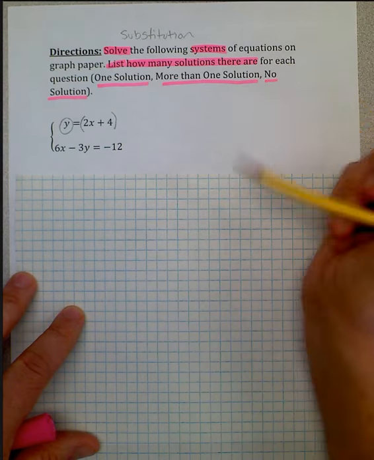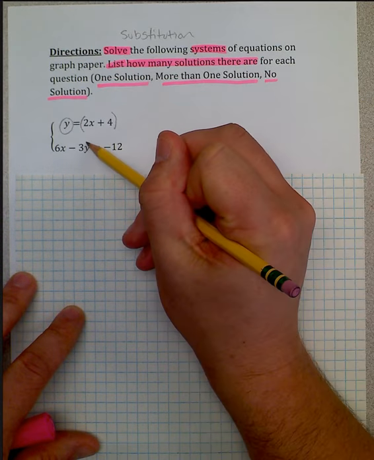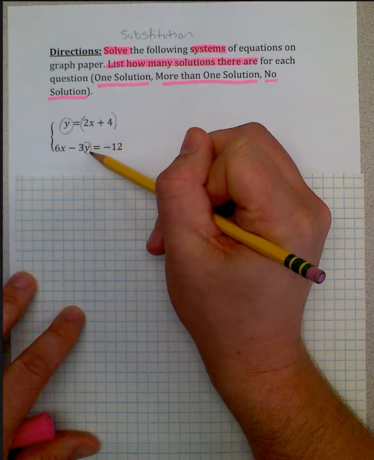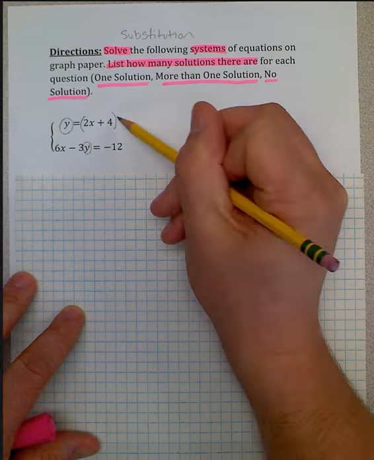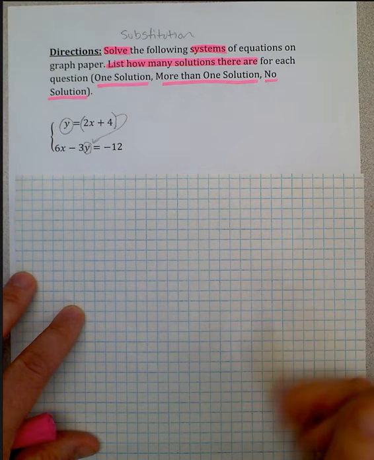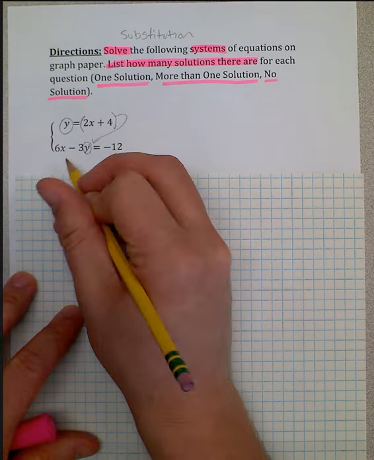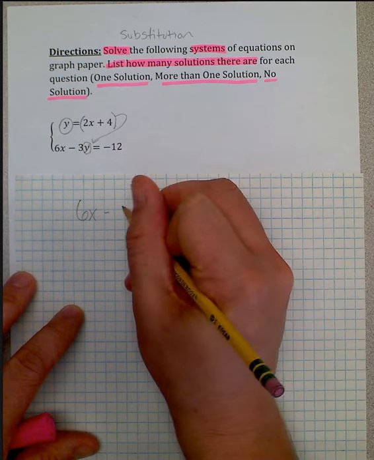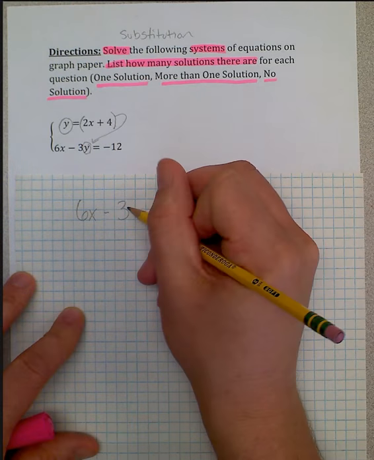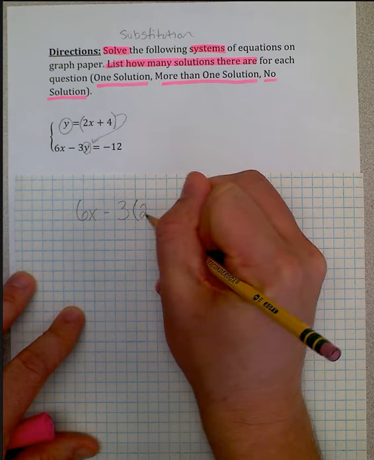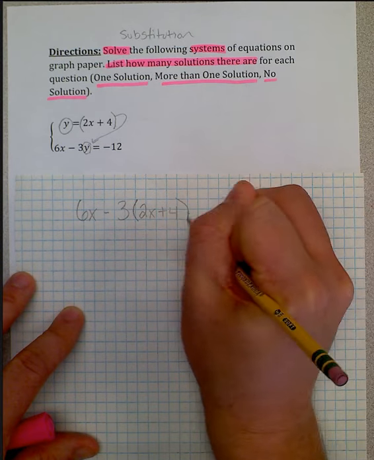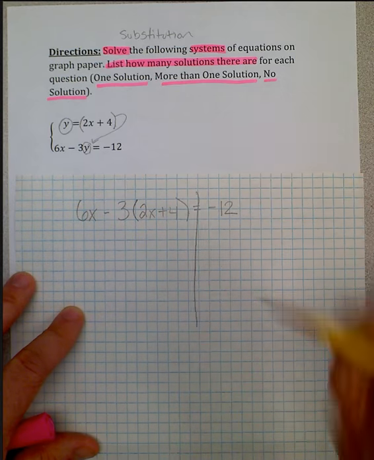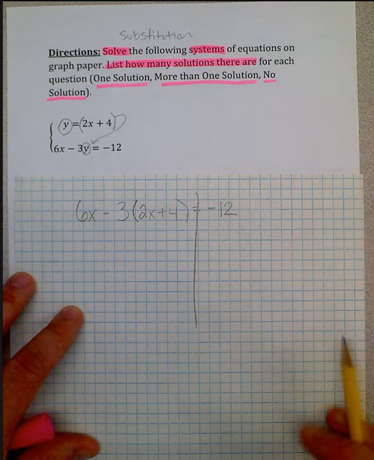So what I'm going to do is substitute this expression, 2x plus 4, into the second equation for y. Okay? So I'm going to put it right in there. As I'm copying my second equation, I keep everything else the same, 6x minus 3, and now I change things. I see the y, I'm going to put in the expression 2x plus 4 equals negative 12. And I remember an equation has two sides, so I'm going to split that.